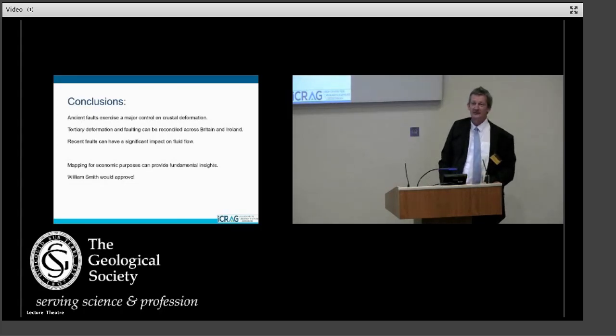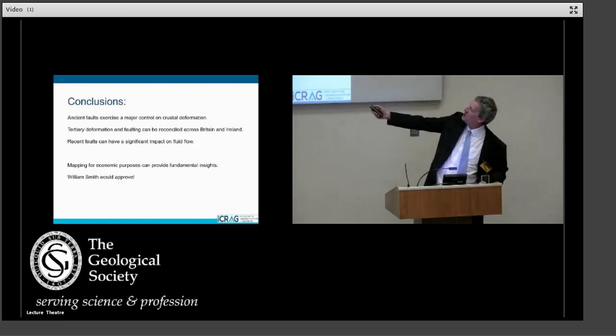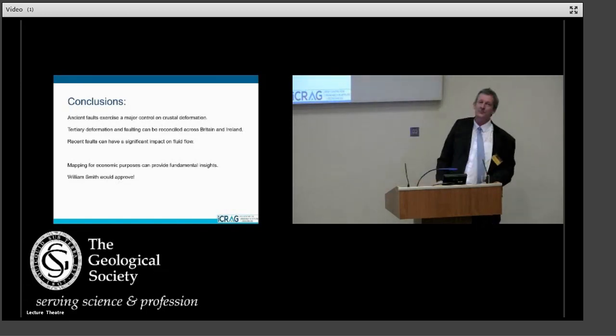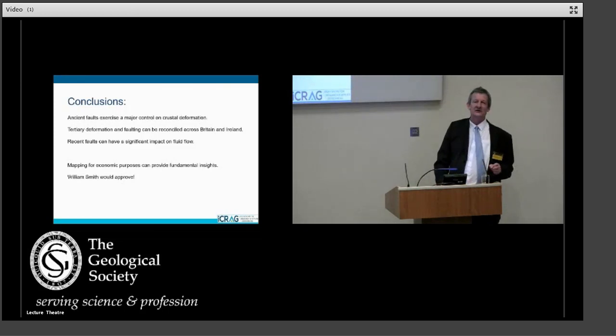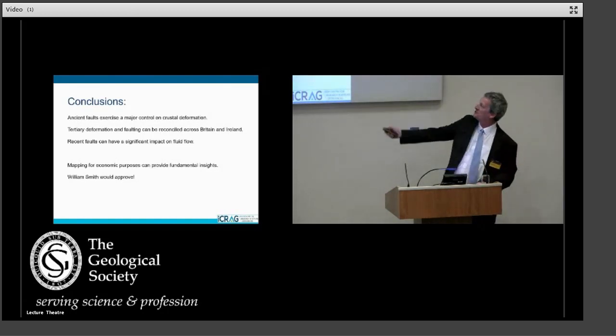There's nothing new in that. This is just an example, I think a nice and recent example of it. Tertiary deformation and faulting can be reconciled across Britain and Ireland, and there's a really sensible pattern to it. But these faults have significant impact on fluid flow. I didn't mention that the faults can compartmentalize reservoirs, or they can make them work, depending on the rocks within which they're contained.